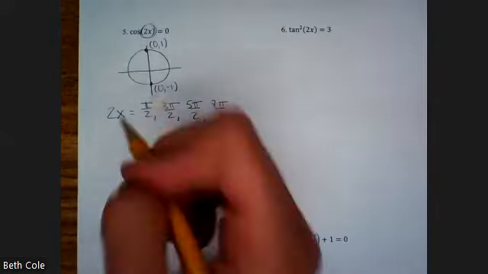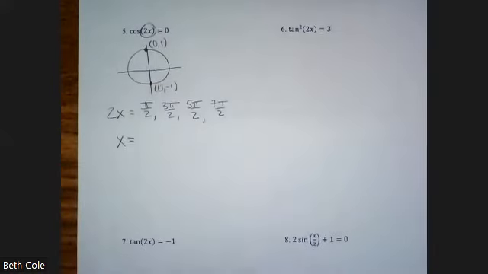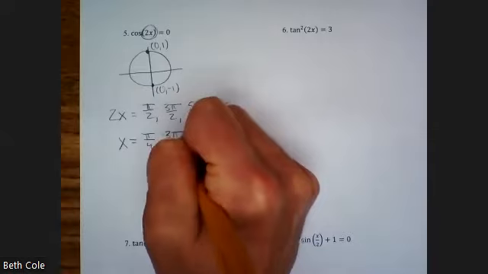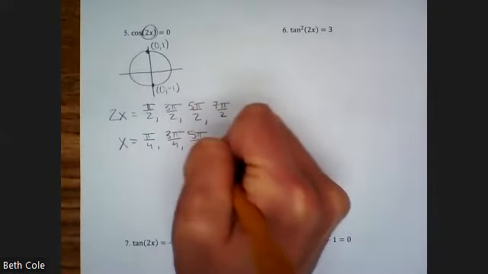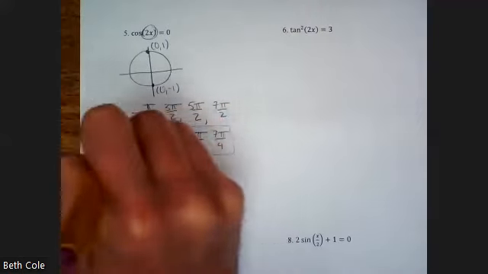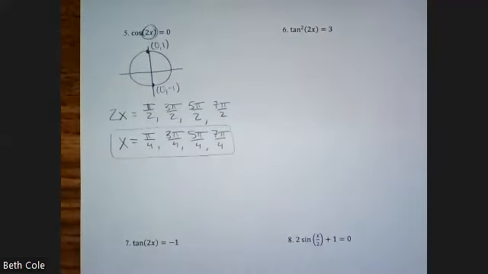And then you have to divide them all by 2. To get x by itself, you would divide by 2. If you divide by 2 and then you divide by 2 again, you have now divided by 4. So it's going to be pi over 4, 3 pi over 4, 5 pi over 4, 7 pi over 4. So that last step's like a little annoying, but not necessarily difficult. You just have to like rewrite them all.